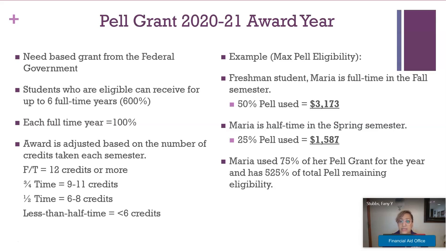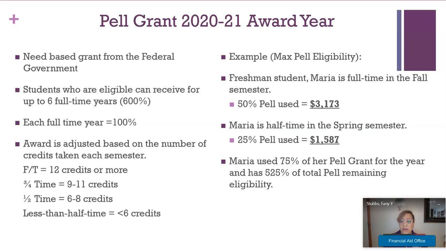An example of max Pell eligibility is a freshman student. Maria is full-time in the fall semester. Therefore, she will be using 50% of her Pell, and it could be up to 3,173.